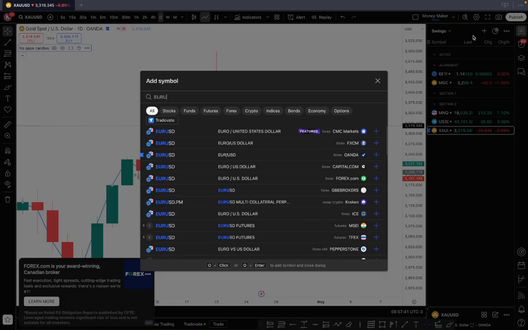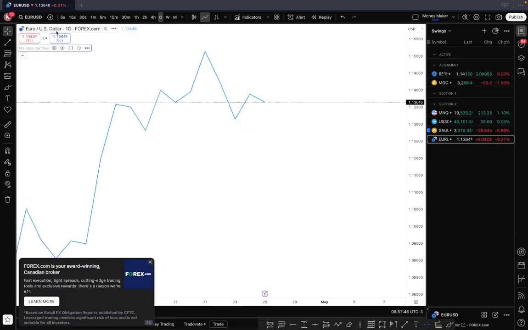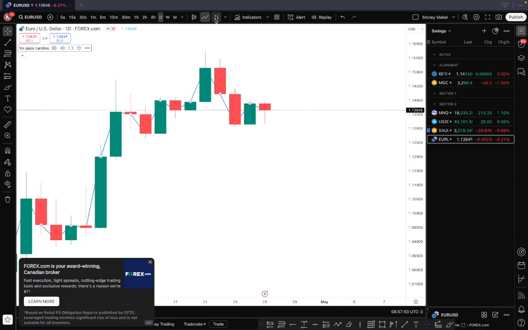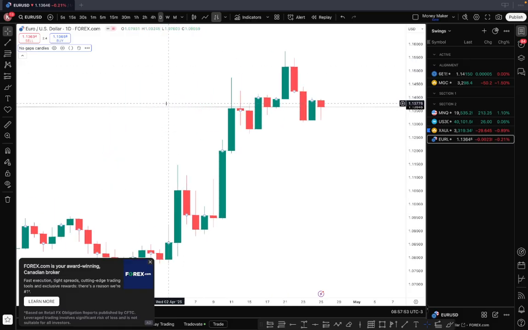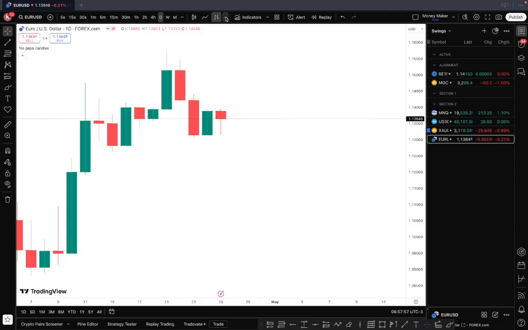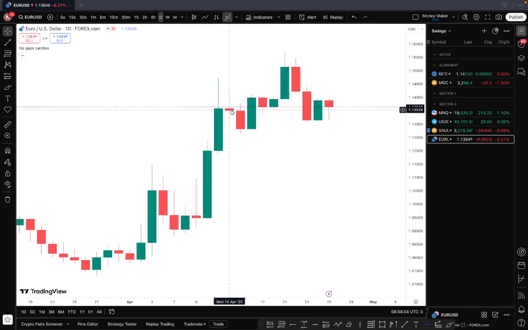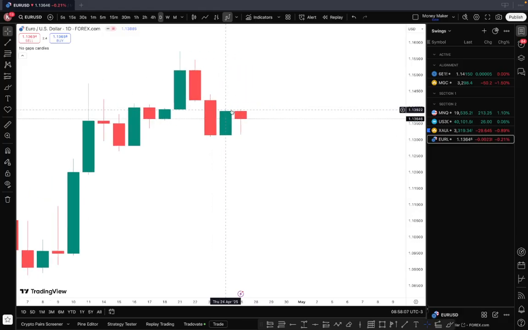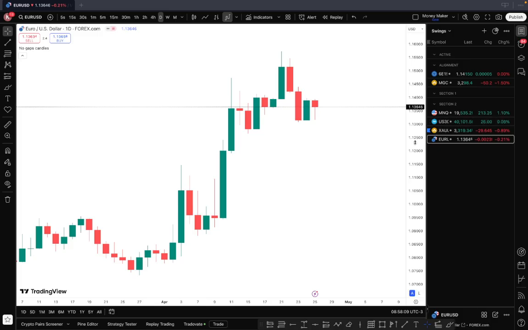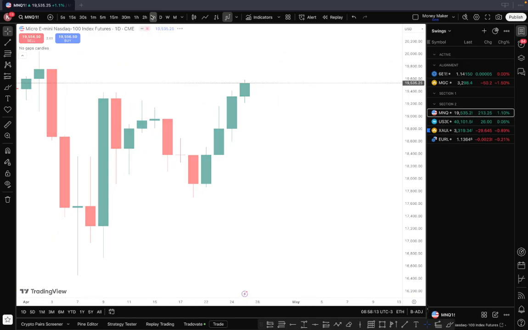I'll use EUR/USD as an example, because that's a pair that almost everyone trades, and gold as well. There we go. Looking at this, I don't have the bar replay, but I'll give a trade example of what I took on Friday on NQ.